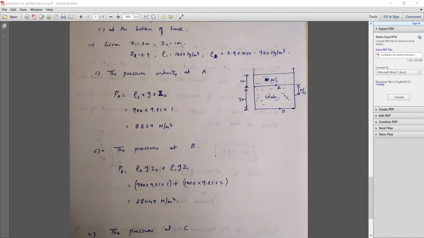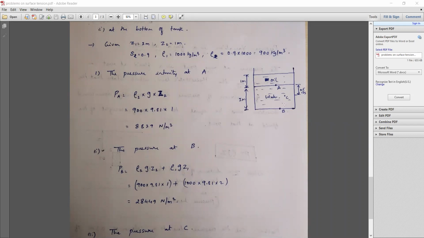So rho 1, the density of water, is 1000 directly. Rho 2 is already there: 900 into 9.81 into 1 plus 1000 into 9.81 into 2, since the Z value for water is 2 meters. So totally 3 meters of fluid will be there, under which 2 meters of water and 1 meter of oil. That's why we'll get 2 parts here. PB equal to pressure due to water and pressure due to oil. So totally, if you see, you'll get 28,449 Newton per meter square as the pressure at point B.